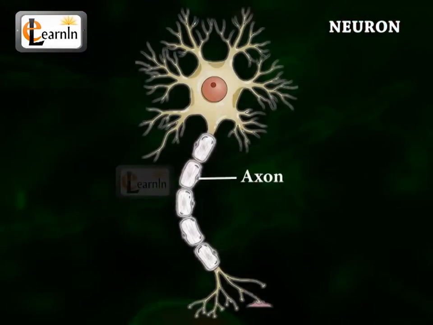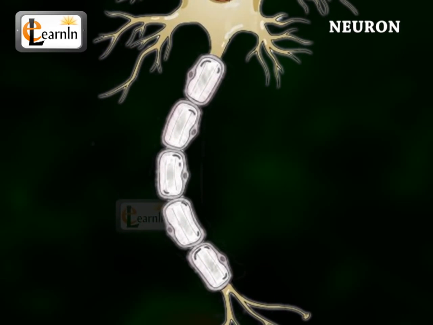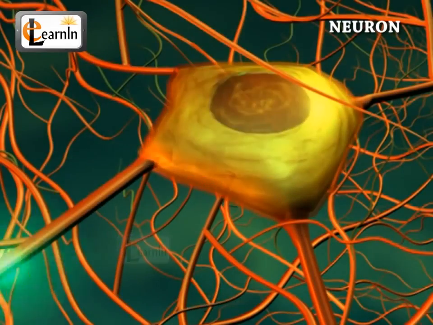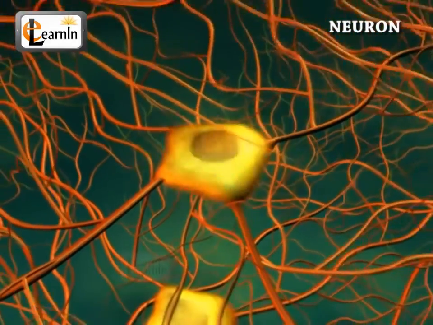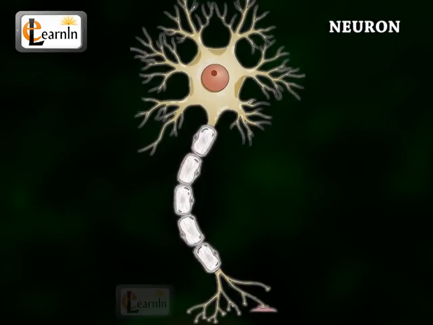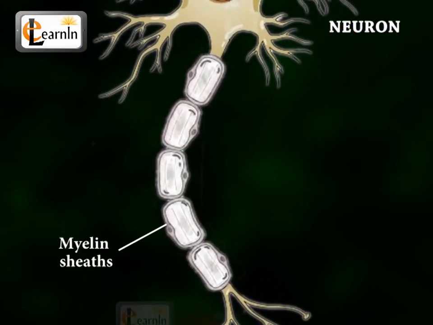There is only one axon that projects from each cell body, which is a finer cable-like projection. It is usually elongated and carries impulses away from the cell body, that is, away from the soma. It is called an efferent process. Many axons are surrounded by a segmented white fatty substance called myelin sheaths.